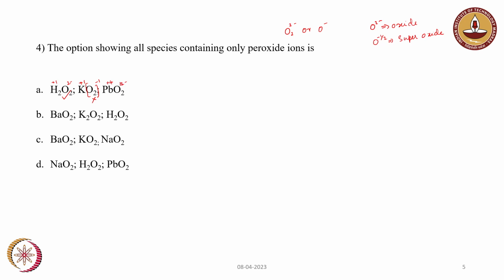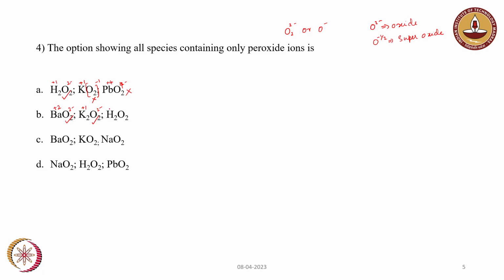Total will be 4 minus, so 1 oxygen is in 2 minus, so this is not a peroxide. And here BaO2, and barium is in plus 2, so overall charge here should be 2 minus, so this is a peroxide. And in K2O2, K is in plus 1 state, so 2K is present, so here it should be 2 minus, so this is again peroxide.